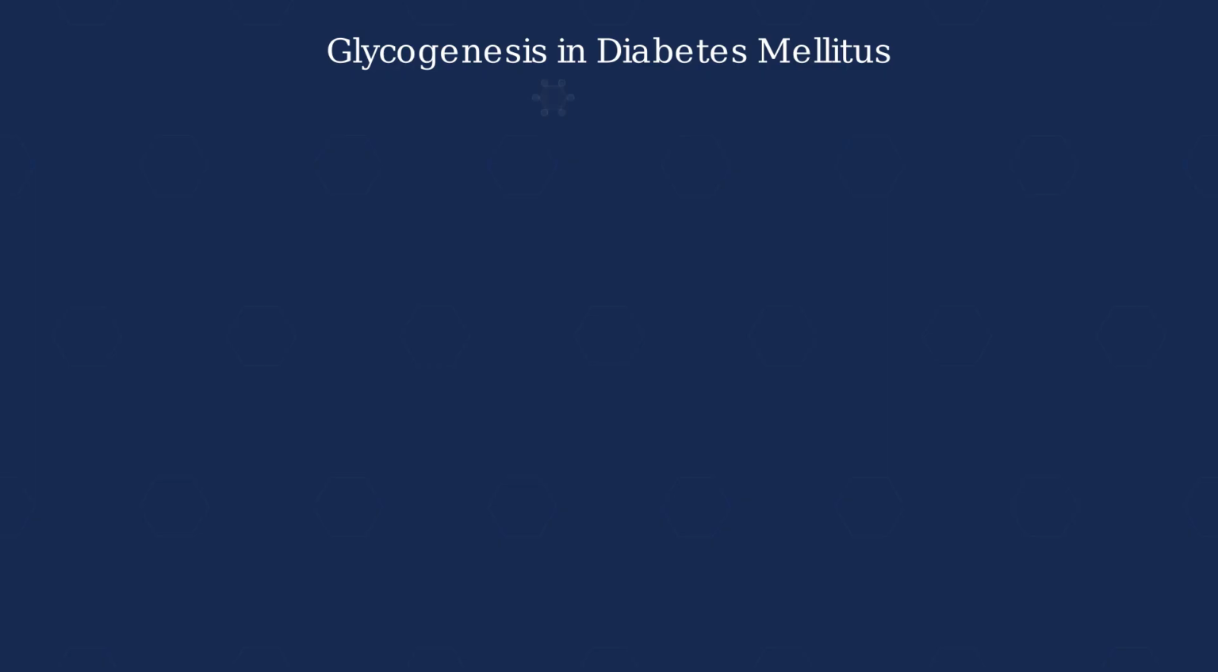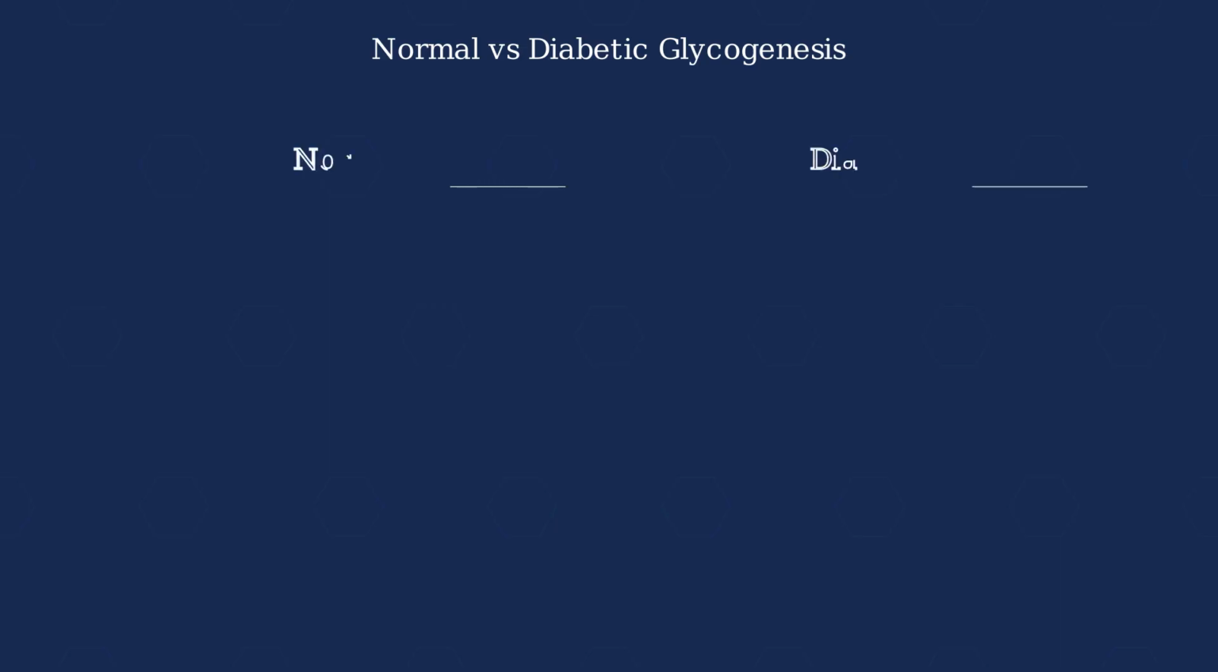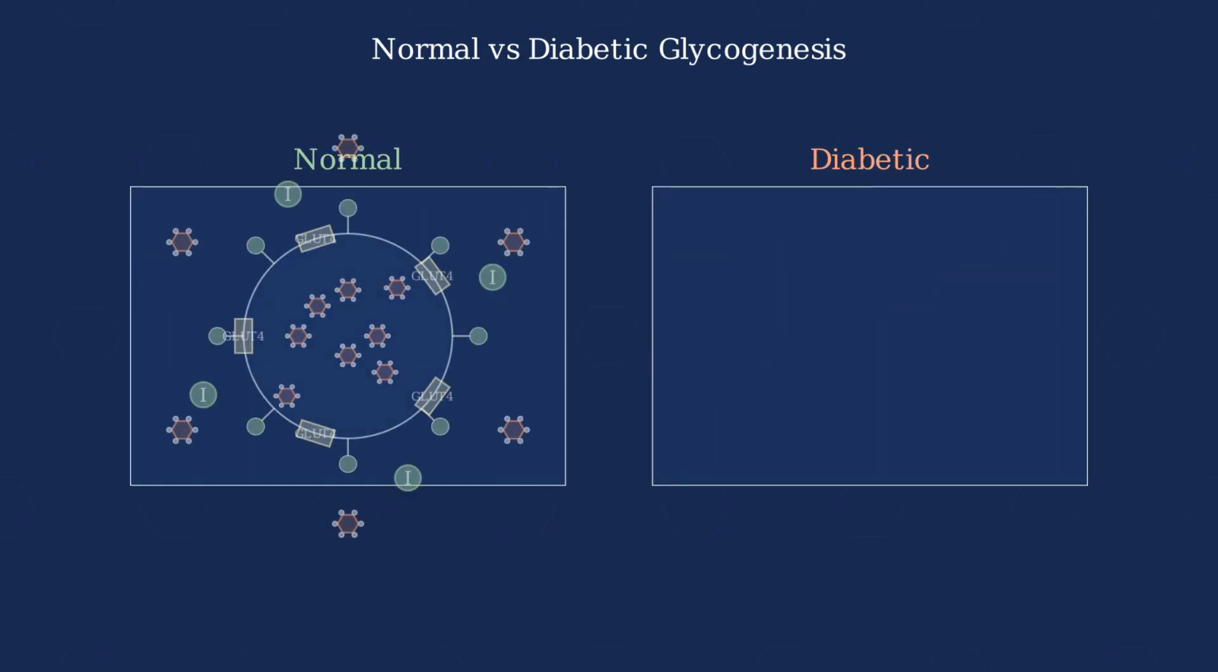Glycogenesis in diabetes mellitus is significantly impaired, leading to major metabolic consequences. In normal metabolism, insulin binds to insulin receptors, activating glucose transporters and enabling glucose uptake. This allows glycogenesis to proceed efficiently.